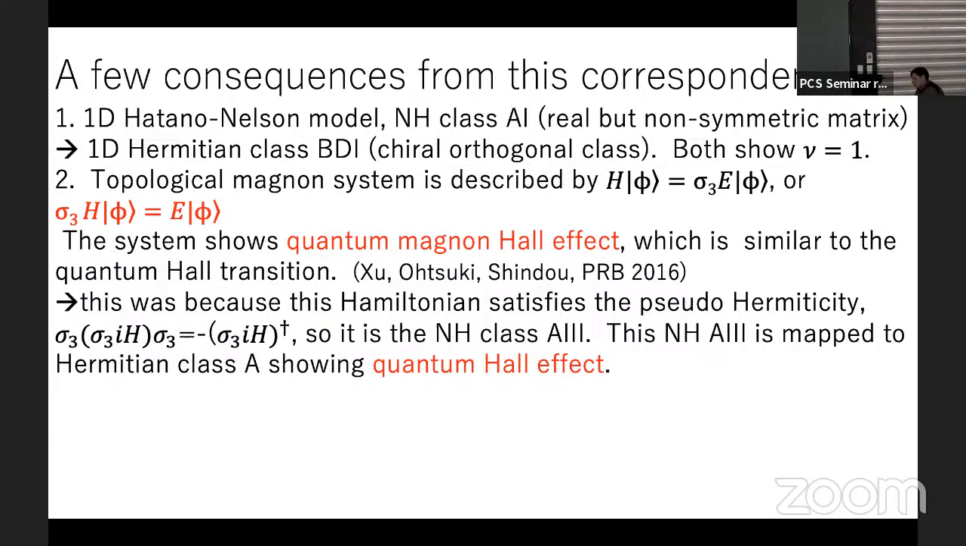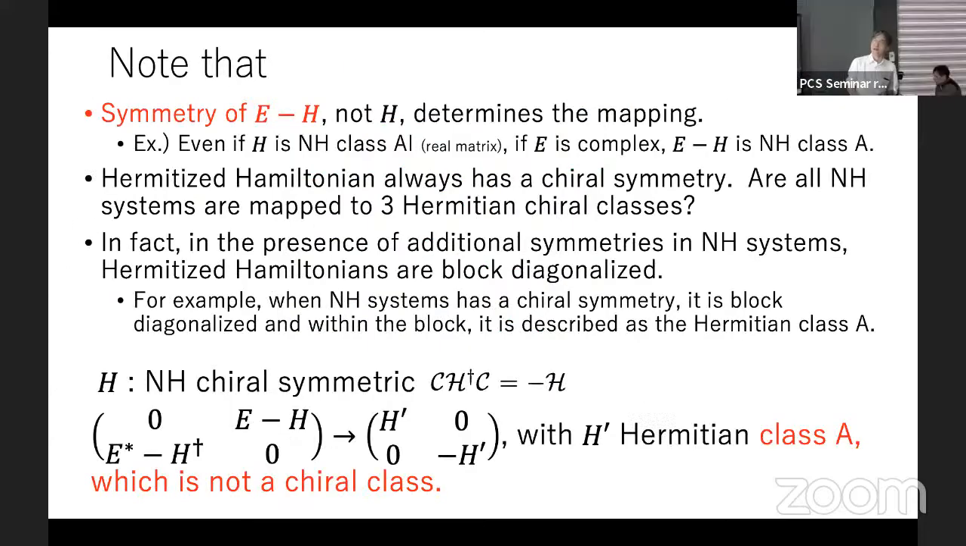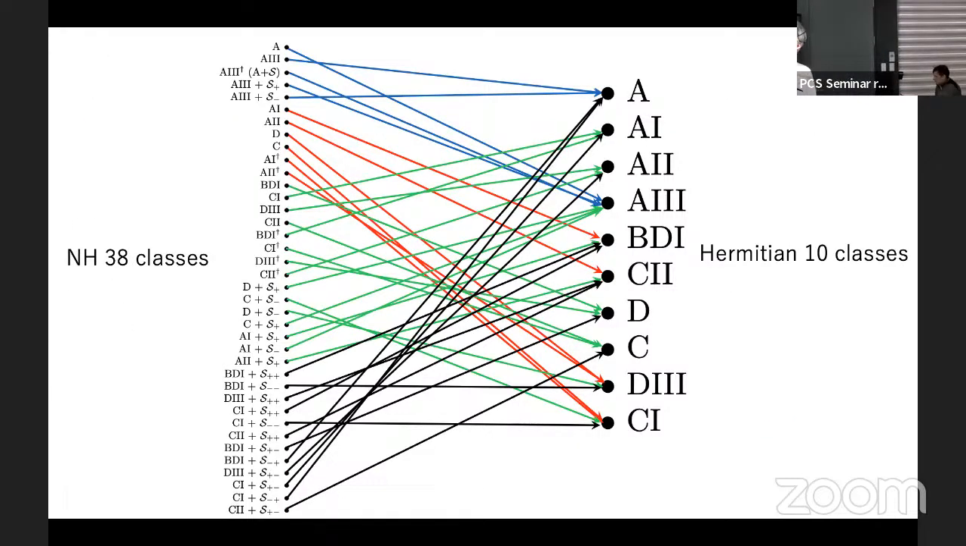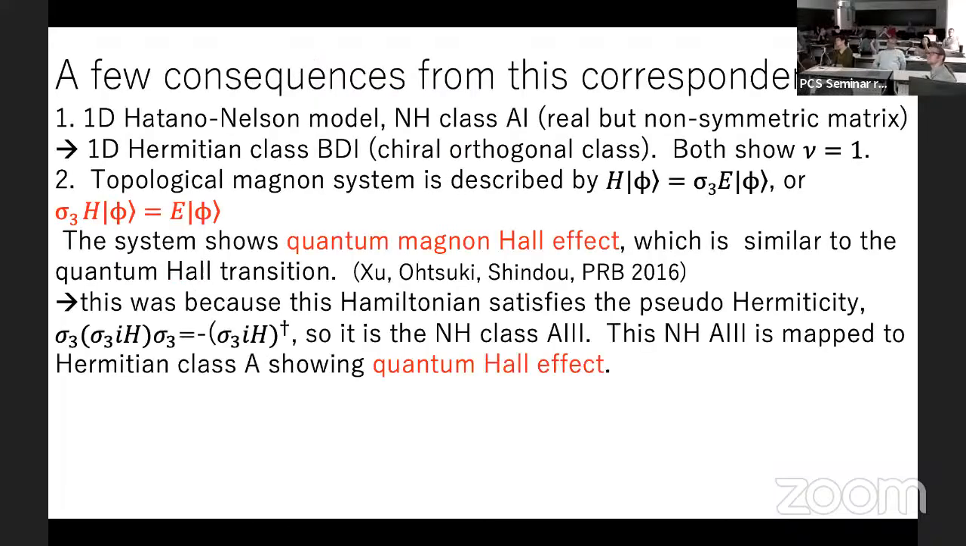This Hamiltonian, sigma 3h multiplied by i, shows this symmetry, which is non-Hermitian class A3. And non-Hermitian class A3 is mapped to class A, which is nothing but the quantum Hall symmetry class. So that is why the quantum magnon-Hall effect and the quantum Hall effect show the same critical behavior.